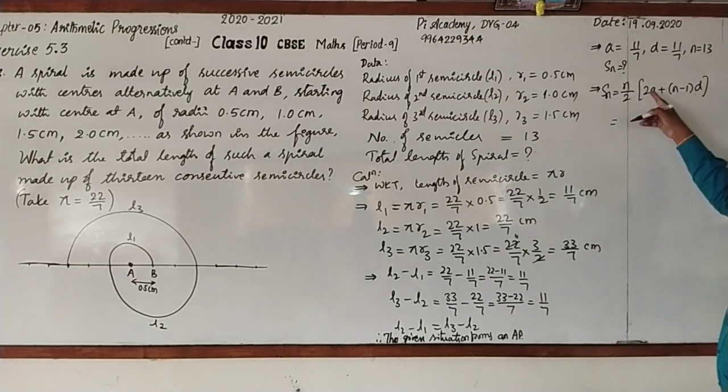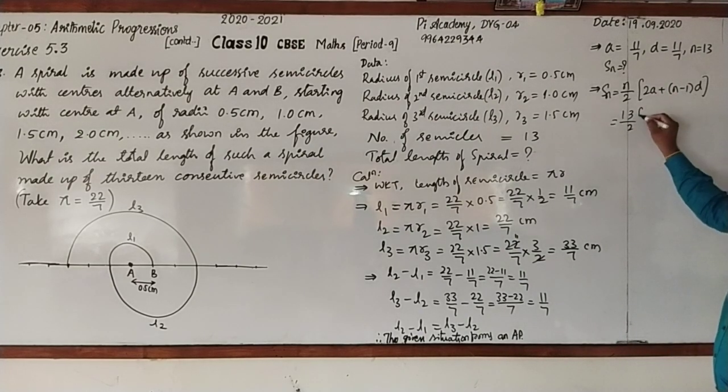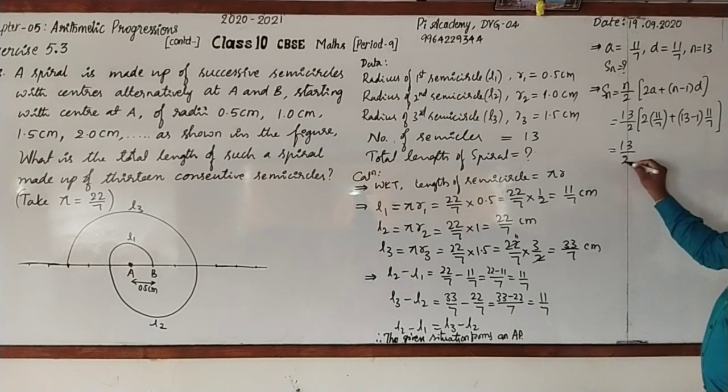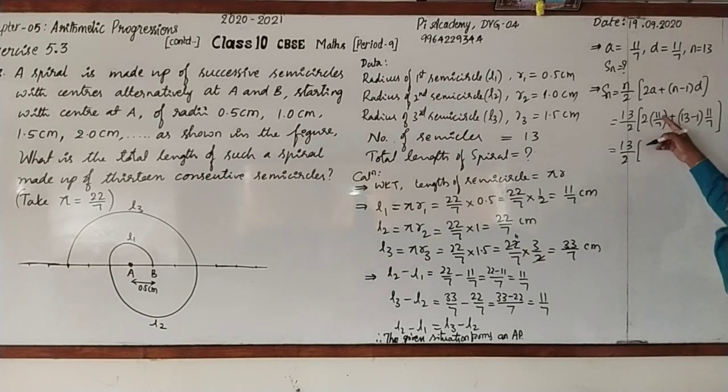Substitute. What is N? N is 13, so 13 by 2. 2 into A is 2 into 11 by 7, plus N, which is 13, minus 1 into D. D is 11 by 7. Clear? Okay. This is equal to 13 by 2 into, multiply, 2 into 11, 22 by 7, plus 13 minus 1, 12. 12 elevens are, 12 tens are 120 plus 12, 132 by 7. Hope that you have understood.